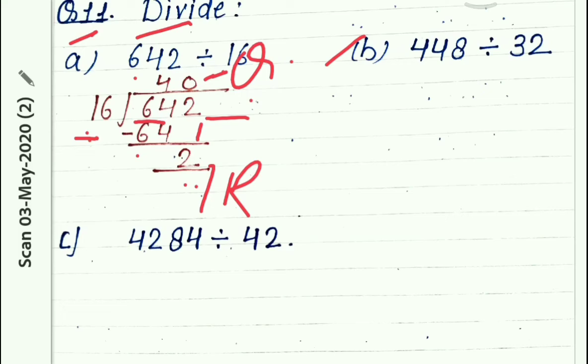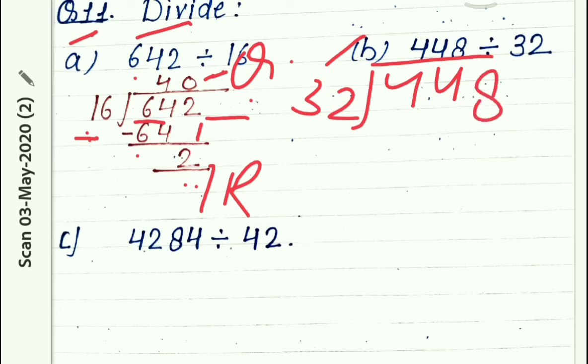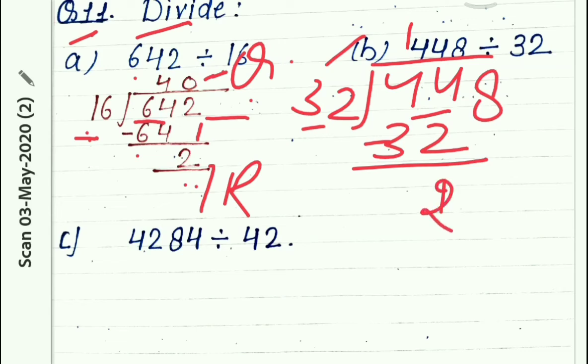Here we are doing this part: 448 divided by 32. Here 32 has 2 digits, so we also take 2 digits: 32 into 44, how many times? One time only it will be divisible. So 32 ones are 32 only. Then do the subtraction: 4 minus 2, 2 is left, and 4 minus 3, 1 is left. And 32 into 12 is not divisible, so from here we take down the carry 8. It is the hundreds place.